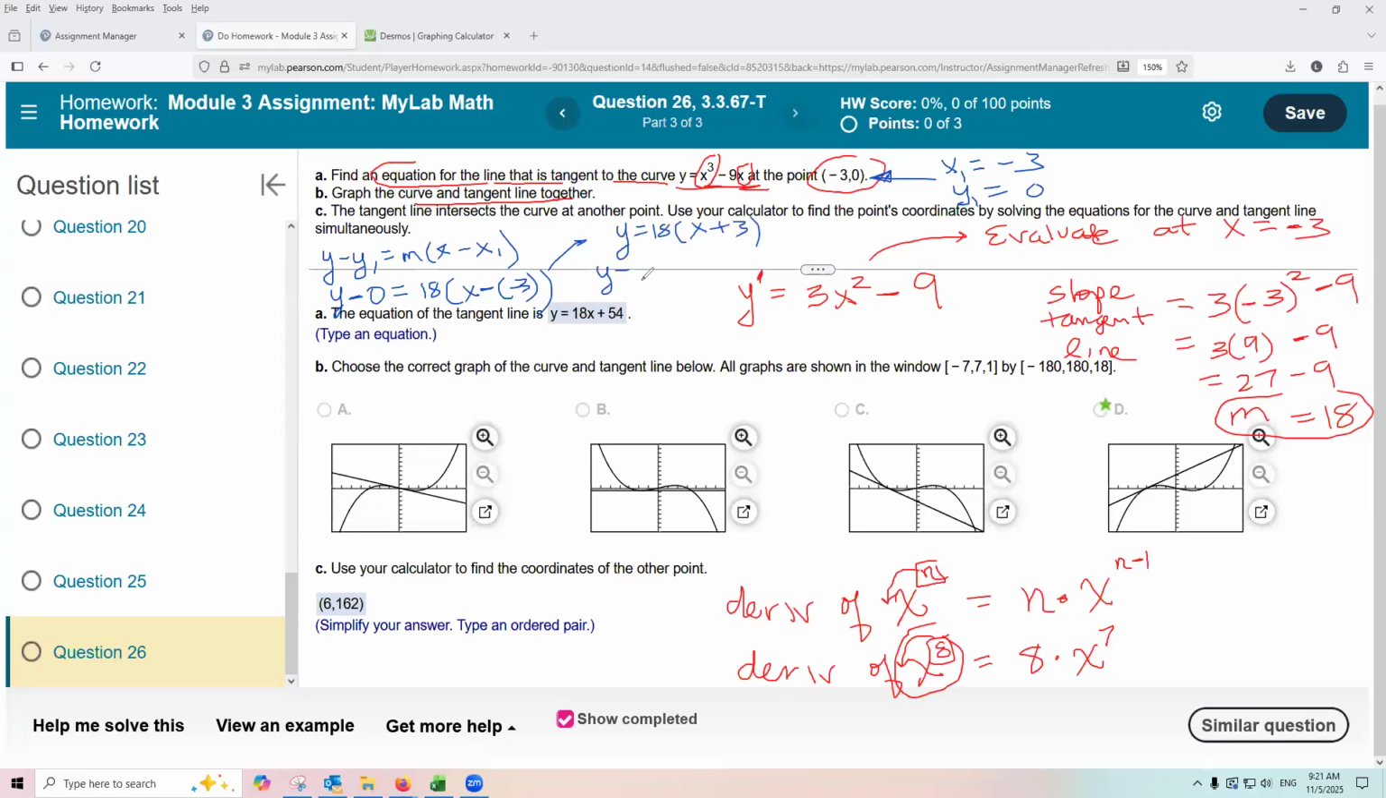Well, that's going to be y equals 18x plus 54. So this is the answer to part A of the question.